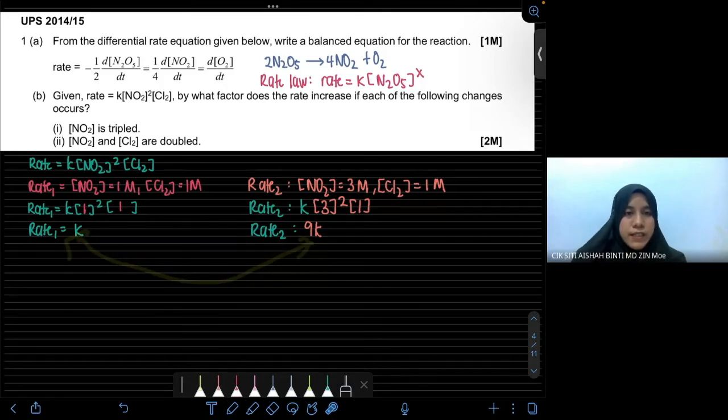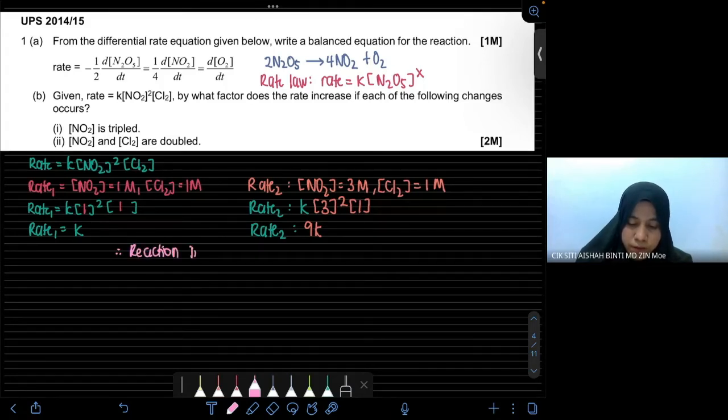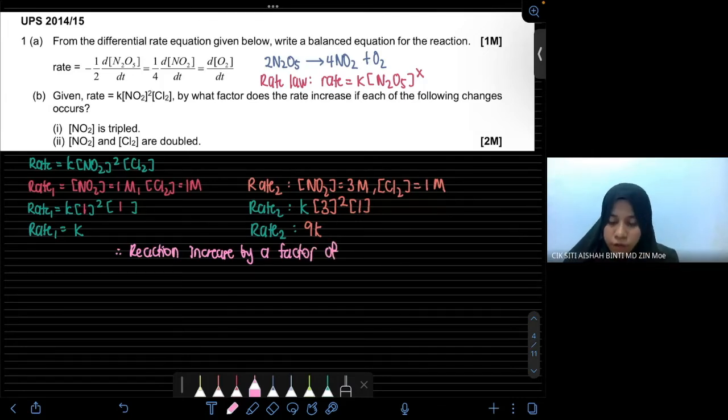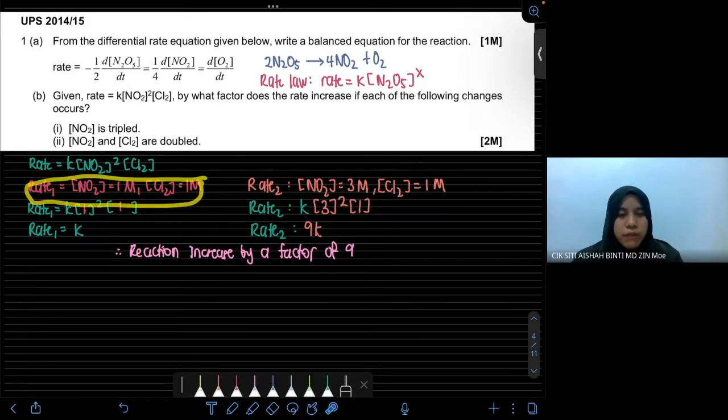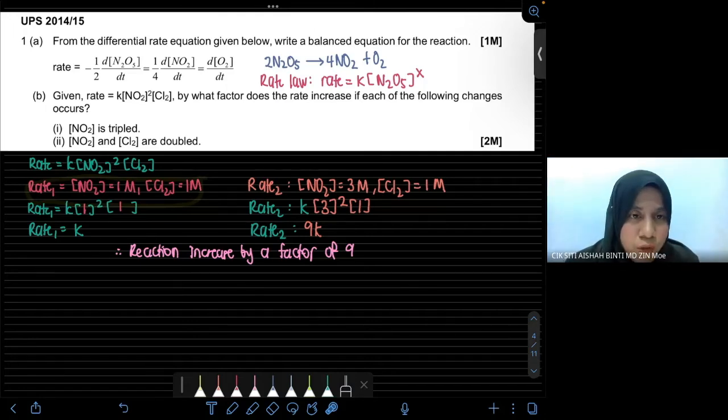Okay, so maknanya dekat sini, the question asks, by what factor does the rate increase? So from here, we know that the reaction increase by a factor of 9. Sebab kat sini 9. So instead of K, dia jadi 9K. Assume sahaja at the start of the experiment, concentration dia 1. Okay, and then second one nanti, tukarlah mana yang dia suruh. Lepas tu kita change.